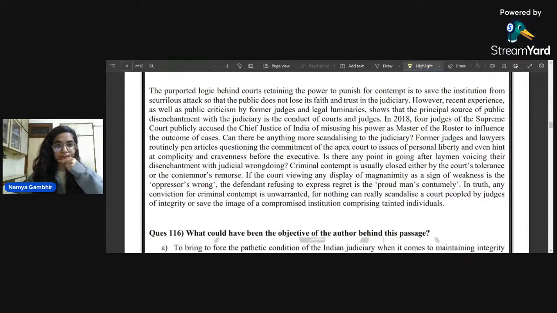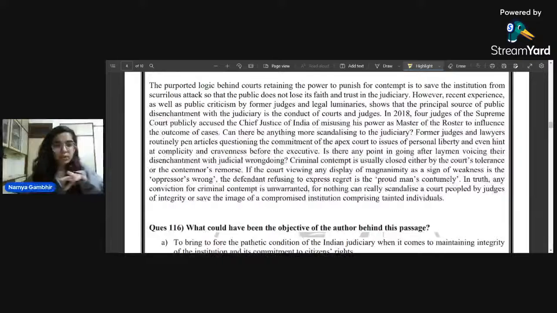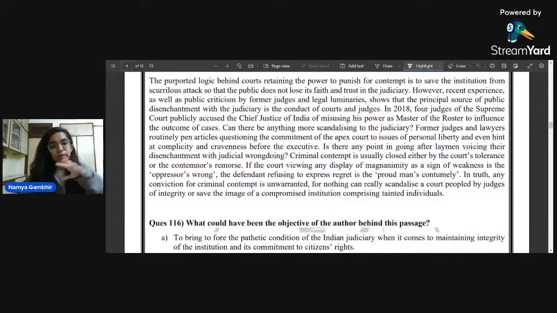Right. So, let's start. Basically, this passage was about the power of contempt proceedings, which is given to the courts. The main opinion of the author, towards the end, which I could decipher, was that there is no actual need for contempt proceedings to be there in itself, because if the institutions have integrity, then they don't need that. And in a similar way, if the institutions are already corrupt, then there is also no need for the contempt proceedings. So it was basically about questioning the need for the contempt proceedings in itself.